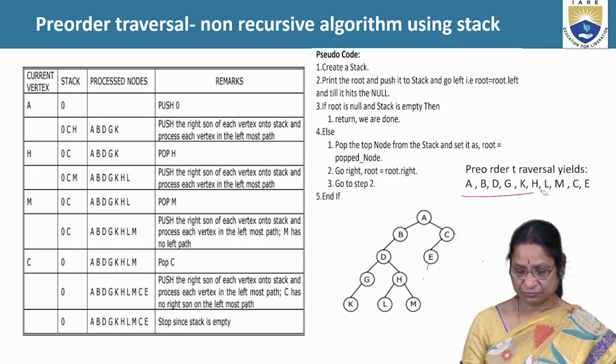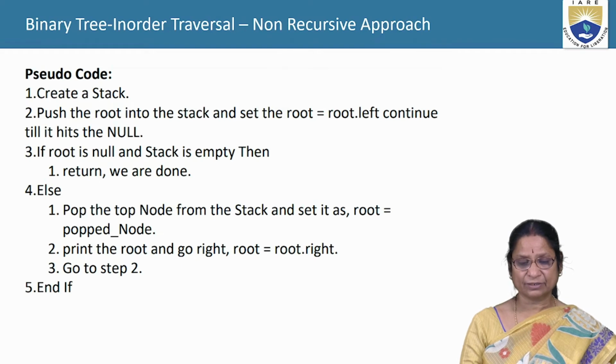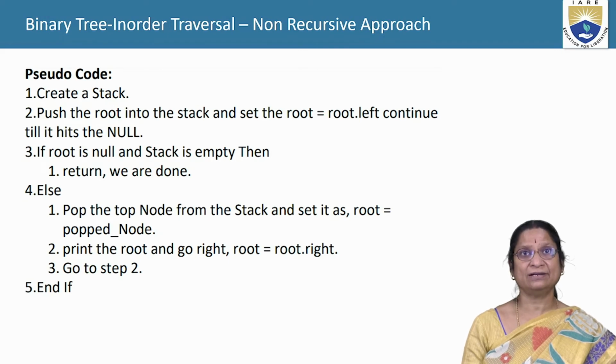Now if you observe the values we are getting and compare them with the manual processing of our pre-order traversal, both are one and the same. So hope it is clear. We will discuss similarly for in-order traversal.